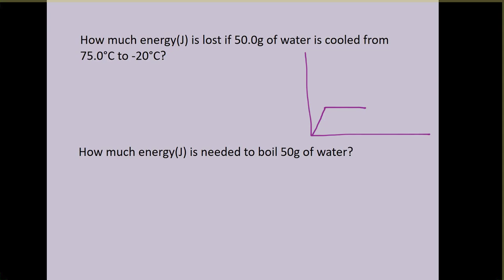So let's do a few more just so that you can kind of see what you need to do. The first thing you're going to do is draw yourself a picture. So a heating and cooling curve. Start here at the bottom. You're going to flat line, go up a little bit, and then flat line again, and then go up. Right where those little flats are, those are your melting and boiling points. So this is water, so I know that my melting point is 0 and my boiling point is 100.